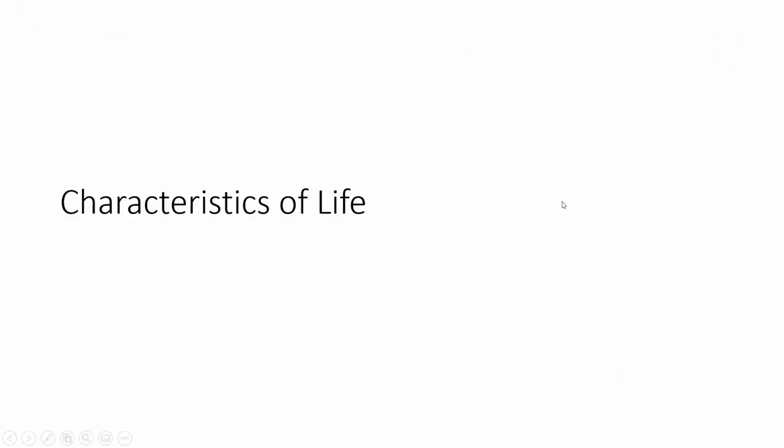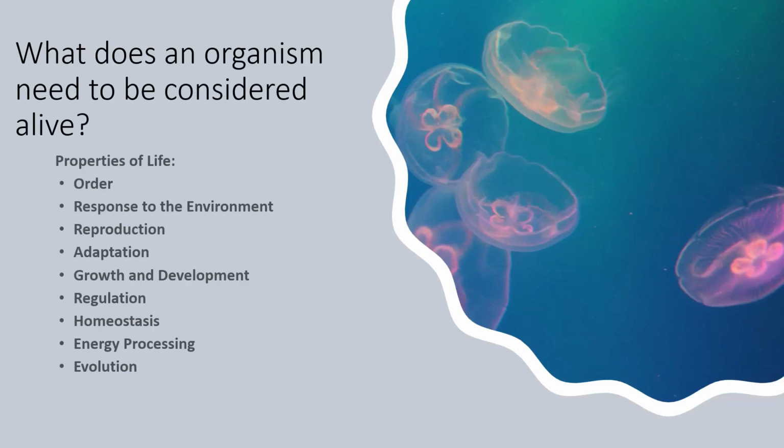Next up, we're going to talk about the characteristics of life. So what does an organism need in order to be considered alive? An organism needs order, response to the environment, reproduction, adaptation, growth and development, regulation, homeostasis, energy processing, and evolution. We're going to go through each one of these individually and explain a little bit more what is meant by each one of these properties or characteristics of life.